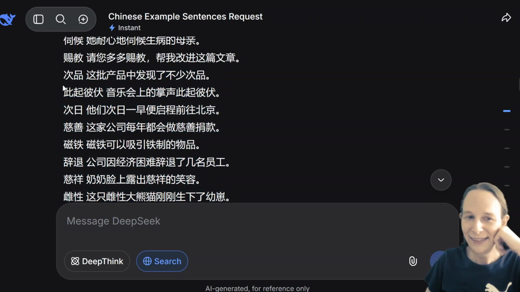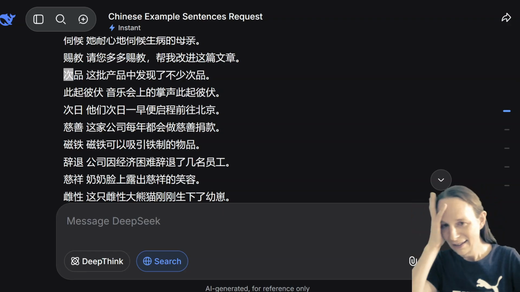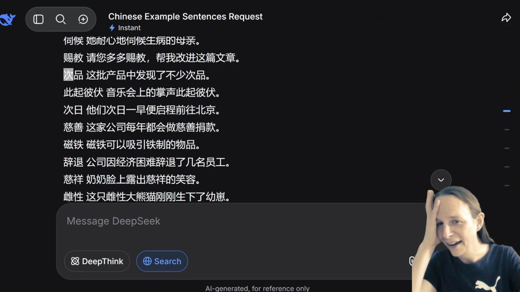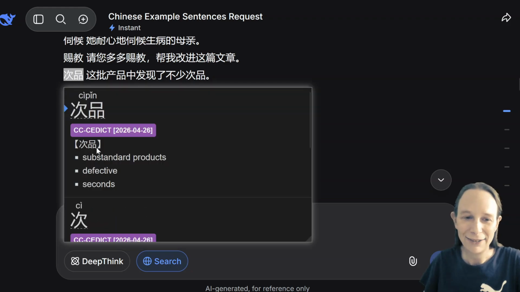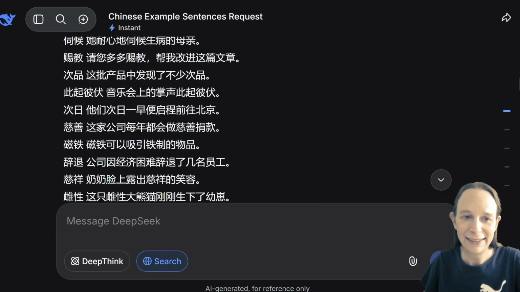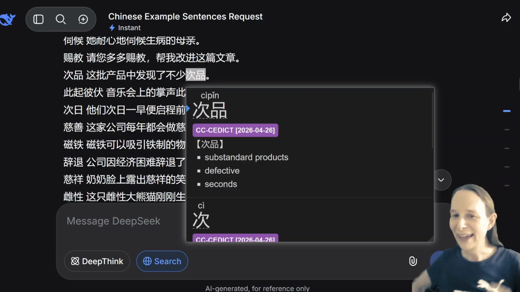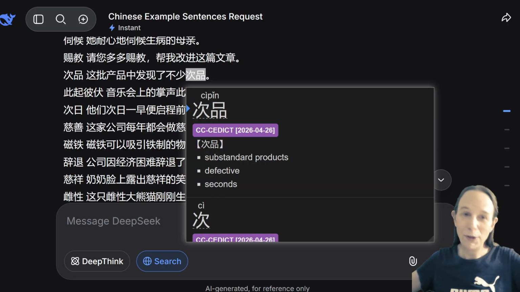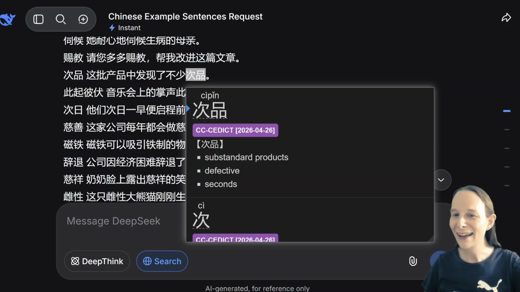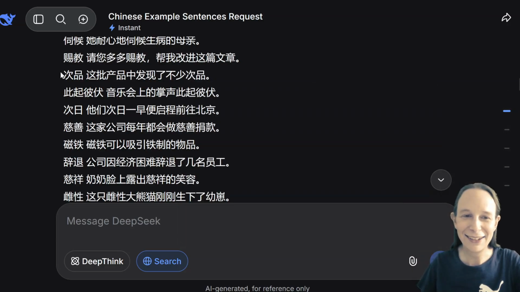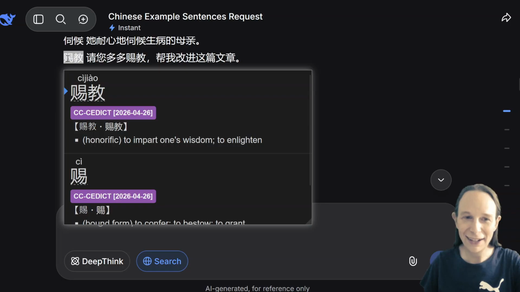次品. So 次 here represents inferior. This is like a shoddy product or something like this. Defective seconds. 这批产品中发现了不少次品. All right, 次品. So if you describe someone's products as 次品, they're not going to be happy. Not unless they've specifically asked you 还请多多赐教.